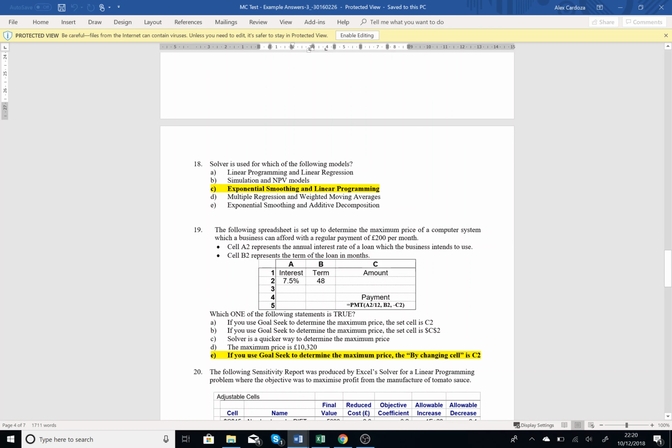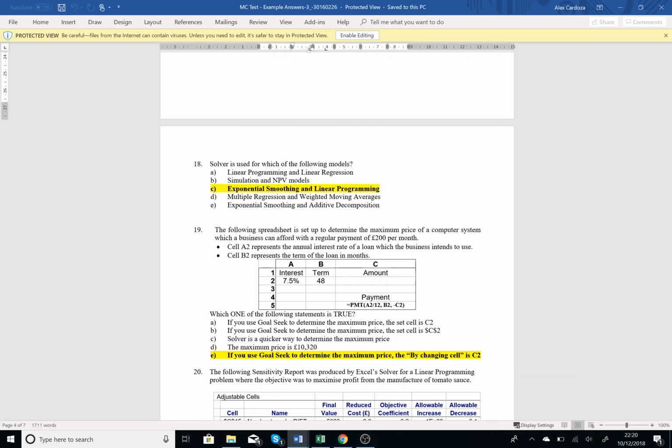Okay, so the following spreadsheet is set up to determine the maximum price of a computer system which a business can afford with a regular payment of £200. Cell A2 represents the annual interest, and cell B2 represents the term in months of the loan.